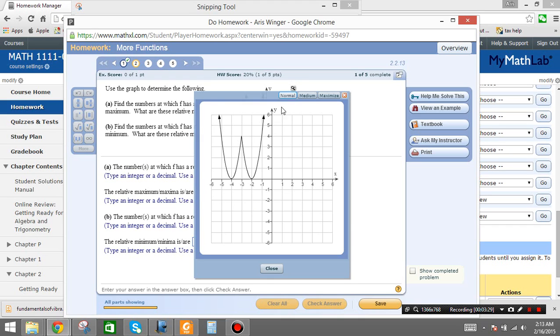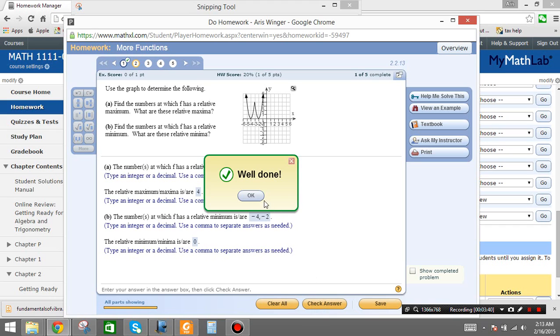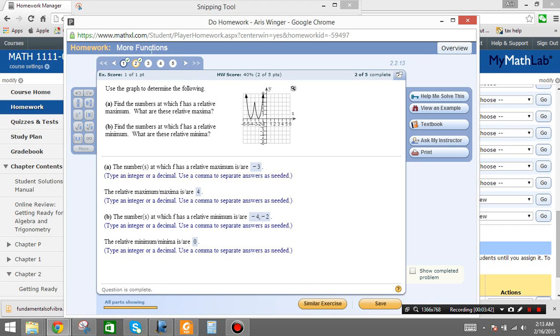What are those values? Well, they both touch the x-axis. That means that the y value is 0. I should only need to put 0 once, and that's true. That's good there.